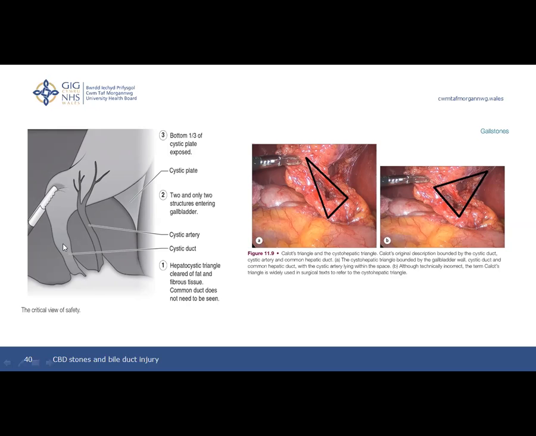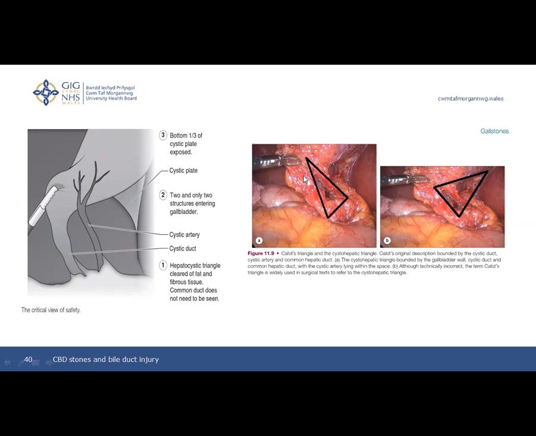So when we say the critical view of safety, it's nothing but the two structures which are parallel to each other. One is the cystic duct, and the second is the cystic artery, which are the two structures which should be attached to the gallbladder. So when these things are there, then the critical view of safety is attained.